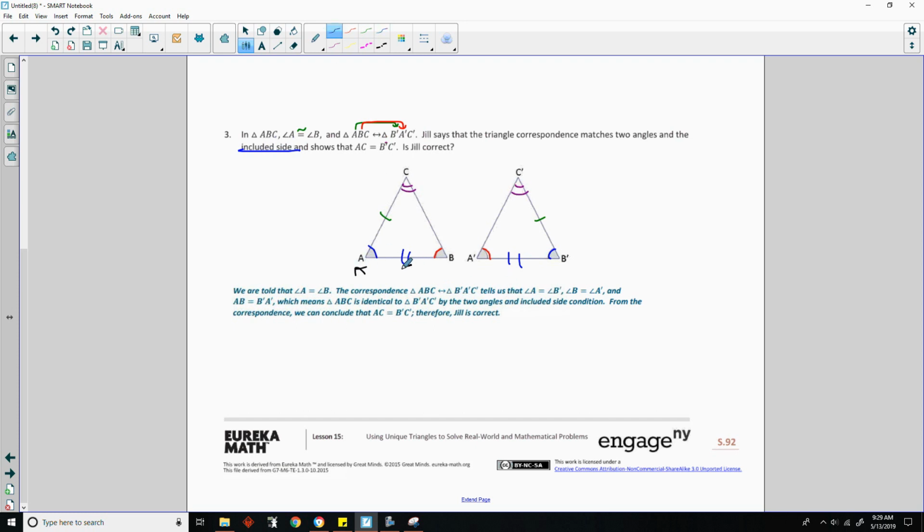So we have an angle here, an included side, and an angle. We have an angle here, an included side, and an angle, so that is angle, side, angle, ASA, or 2 angles and the included side. From the correspondence, we can conclude that AC is equal to B prime C prime. Therefore, Jill is correct.